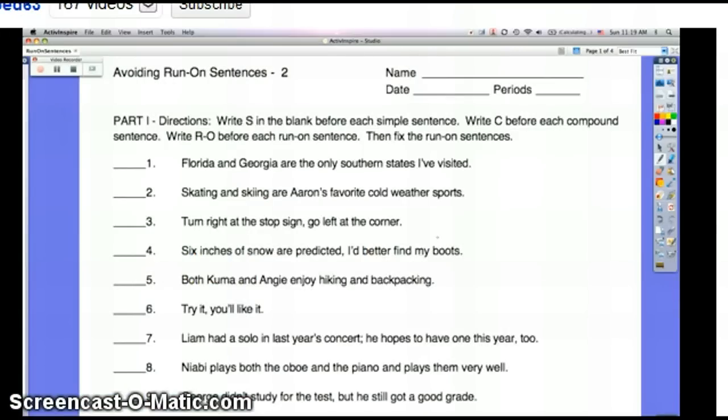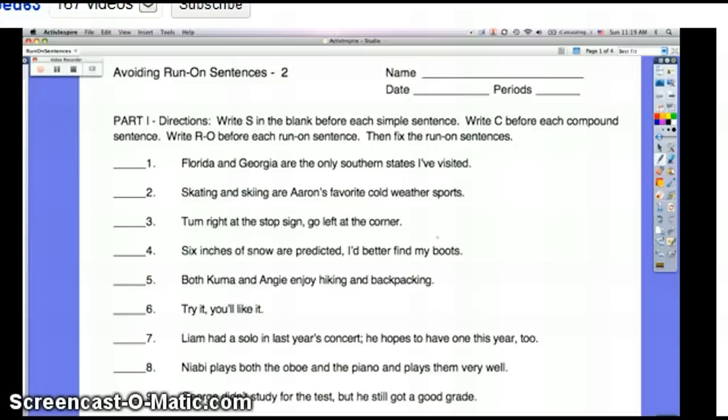Okay, and what we have here is a collection of sentences. This is basically a worksheet, and you can see the directions up here that you would write an S in the blank before each simple sentence. A simple sentence is just one complete thought. That's what we call in English a simple sentence.